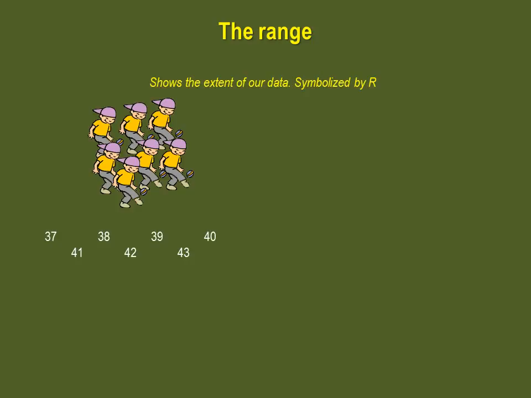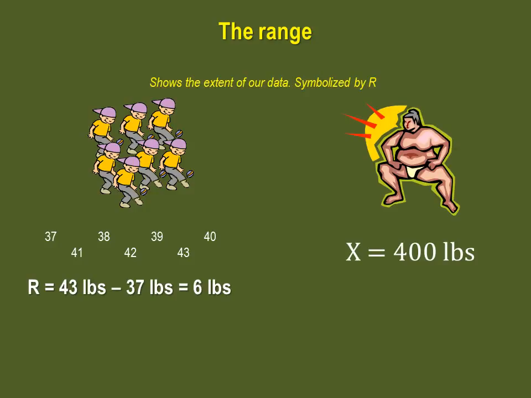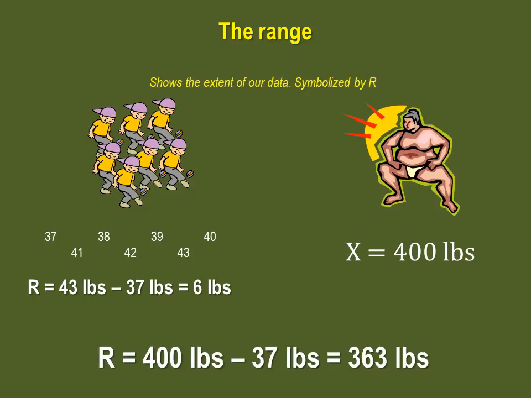Let's go back to the kids and sumo example. Here is the distribution of the weight of the kids. As such, the range for this distribution is 6. But if we include the sumo wrestler in the group, then our range becomes much larger. 400 maximum value minus 37 lowest value gives us a range of 363 pounds.